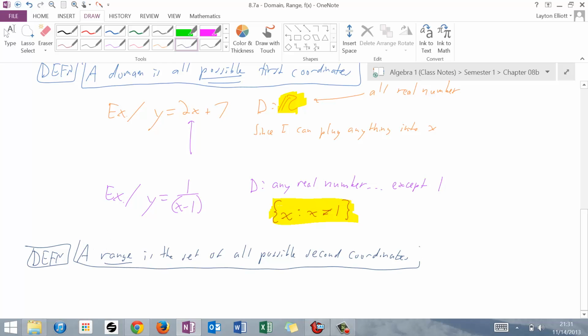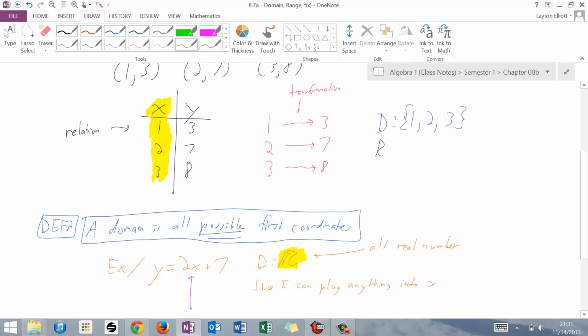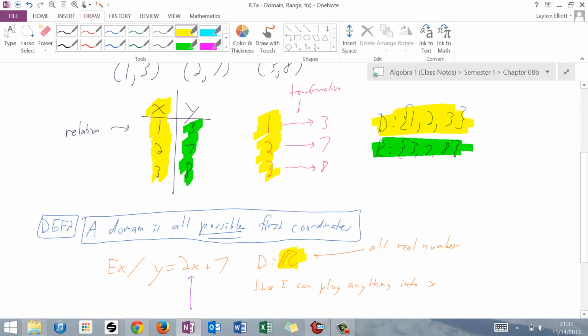And so if I go back up to the top here, let's scroll back up, and I just put a little R for range. My range here would be the numbers 3, 7, and 8, because those were all the possible second coordinates. Again, carrying the highlight, that's my range, and this is my domain. And here's another one, domain right here, range right here.